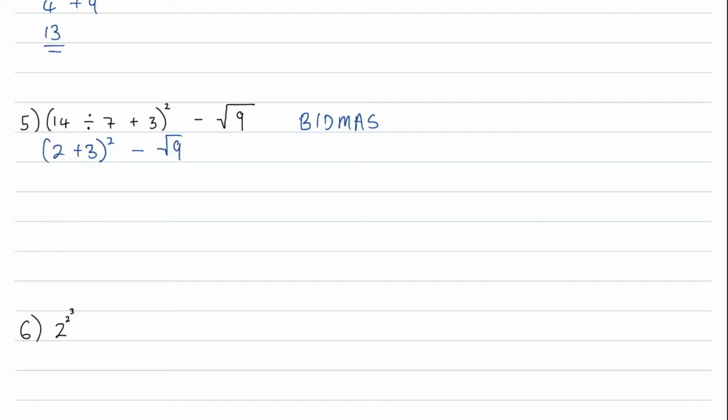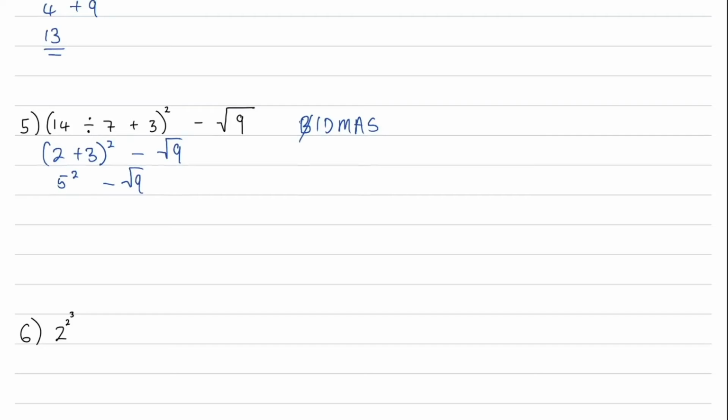Then we're going to do our 2 plus 3, which is going to give us 5. Keeping the squared minus root 9. So we've done our bit inside the brackets. Now we can look at indices for that original expression. So that's the square and the square root. So we've got 25 minus square root of 9, which is 3. And finally, we can simplify that and get 22 as a final answer.